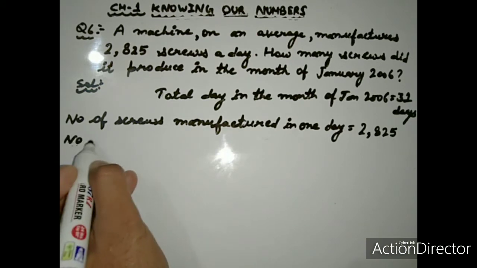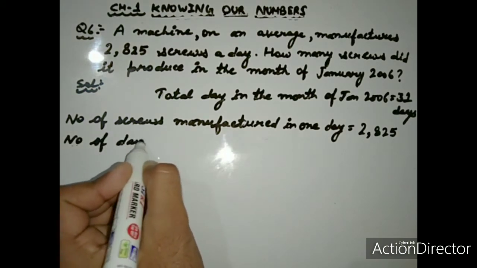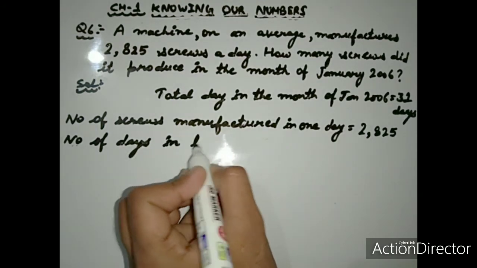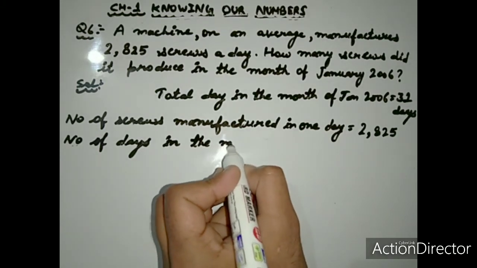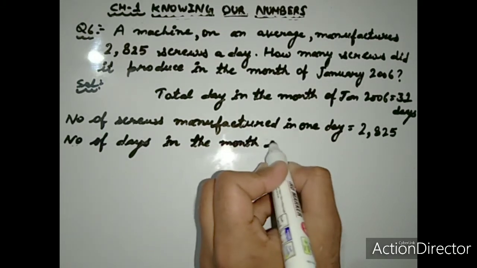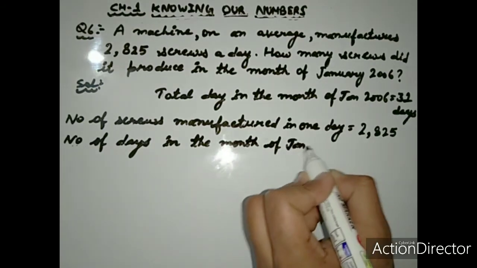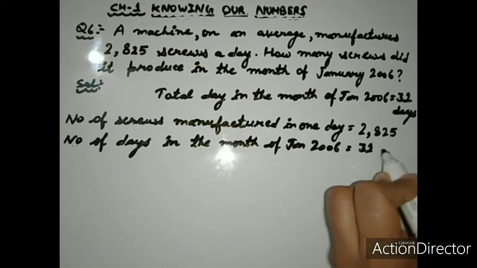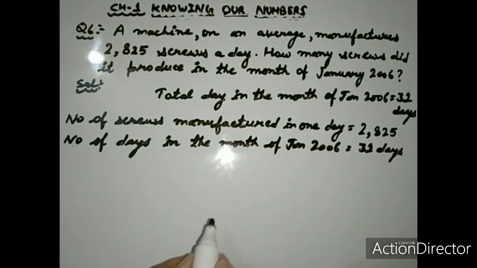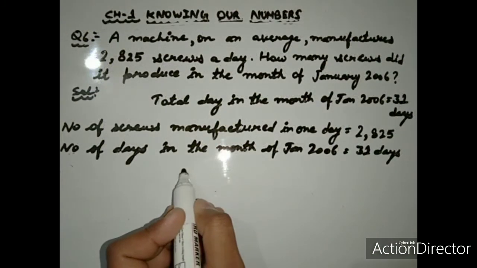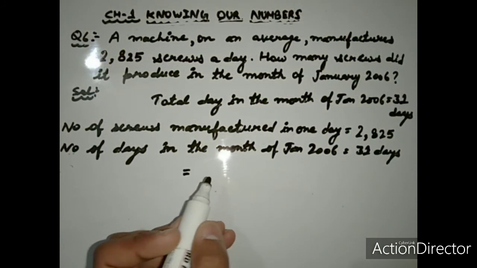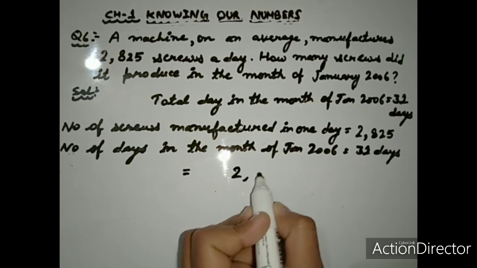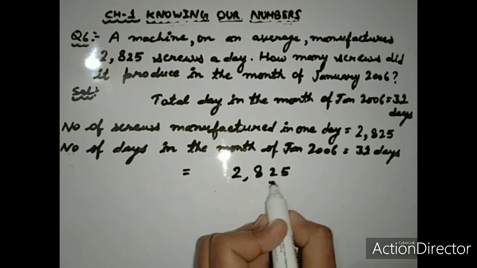Now we write the number of days in the month of January 2006 is equal to 31 days. Now we find the total number of screws produced in the month of January 2006. So here we multiply 2825 by 31.